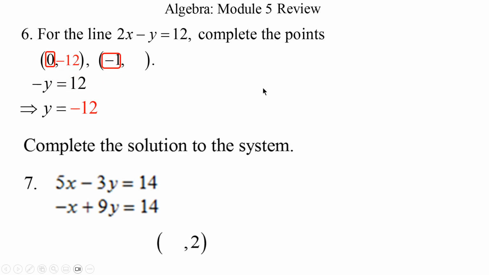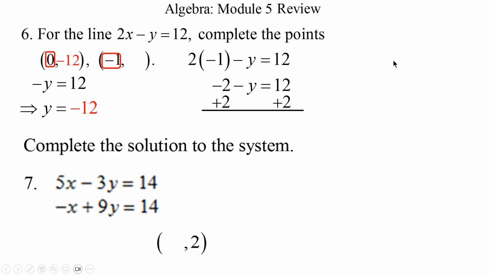And now direct substitution. This one I might have to show a little more work. My x is -1. So I'm going to go 2 times my x, which is -1, minus y equals 12. And that's going to be 2 times -1 is -2, minus y equals 12. Now let's solve for that y right there. So to get rid of the -2, let's add 2 to both sides. And we've got -y equals 14. Hey, just like before, if the opposite of y is 14, isn't y going to be -14? And there you have it.